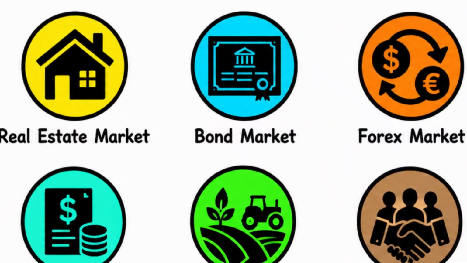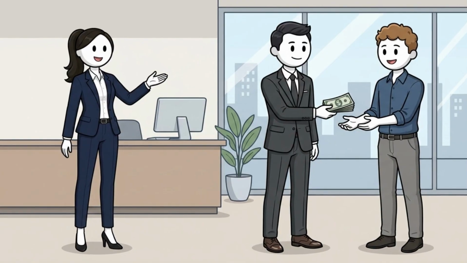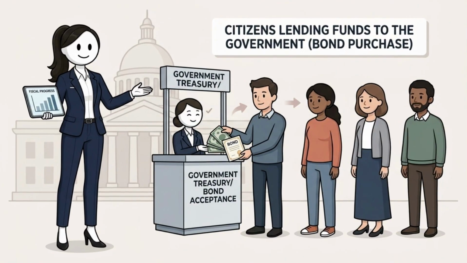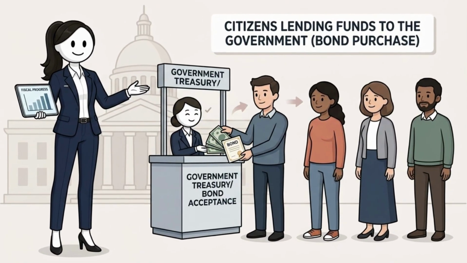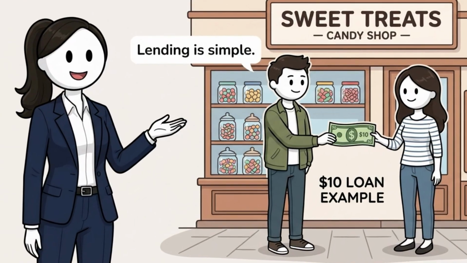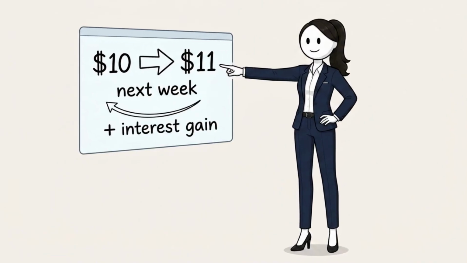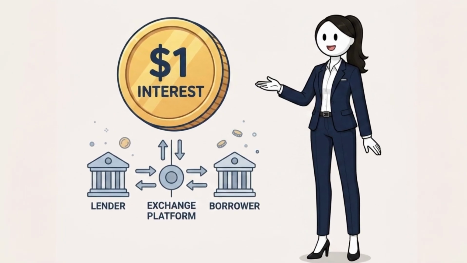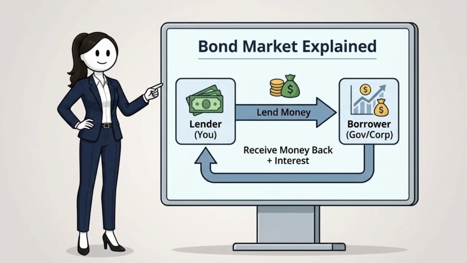The bond market. The bond market is where you lend money to someone, a government or a company, and they promise to pay you back with extra money. For instance, your friend asks to borrow $10 to buy candy. He promises to give you back $11 next week. That extra $1 is why people buy bonds, and that's what bond market is and how it works.